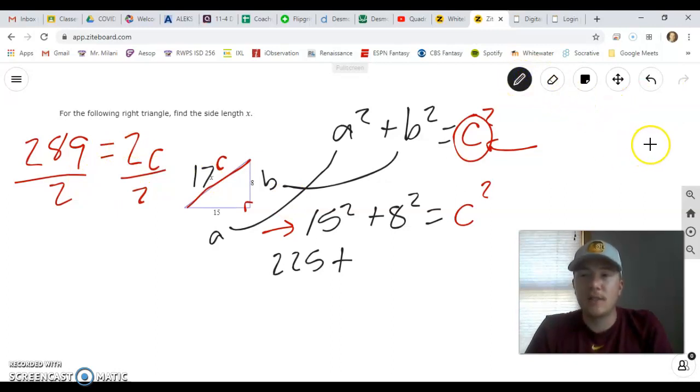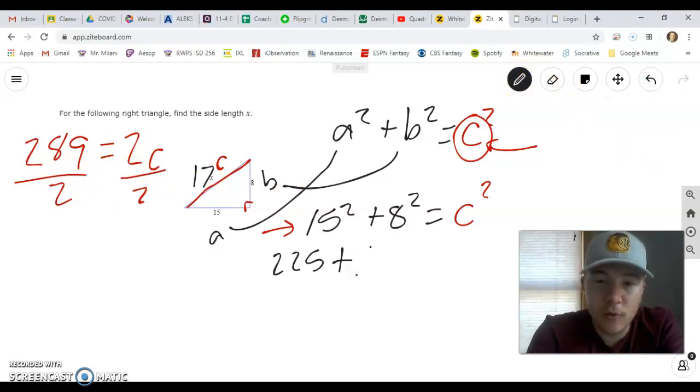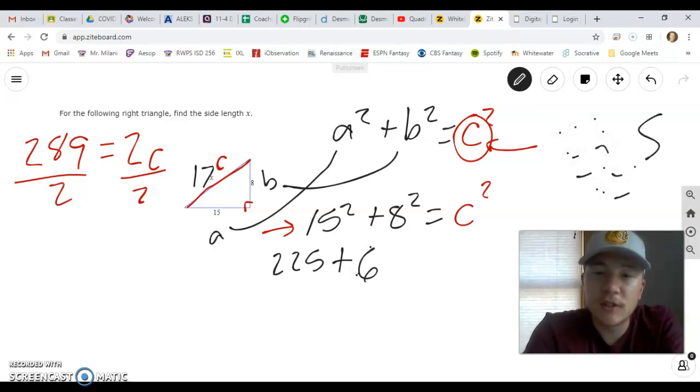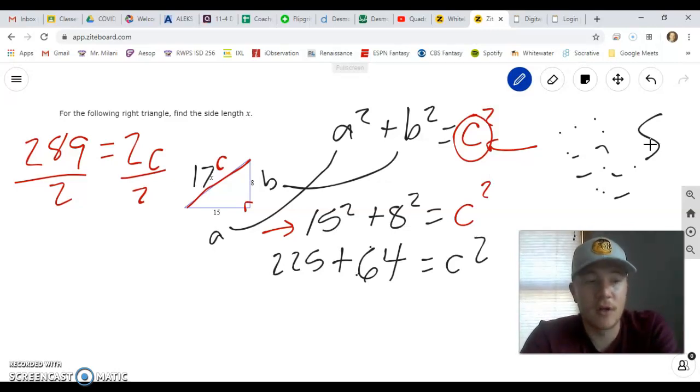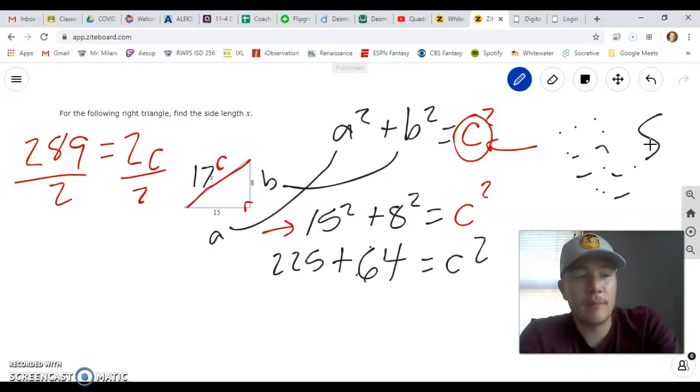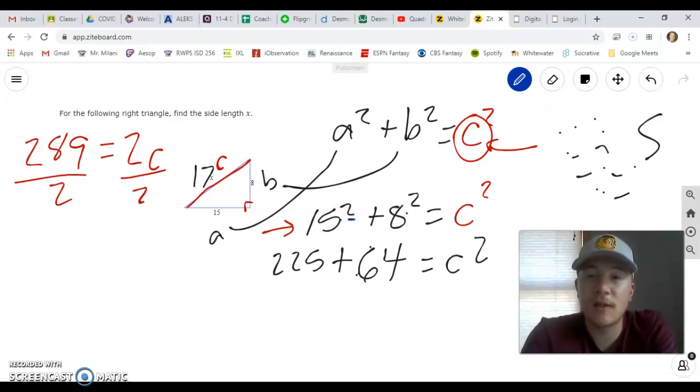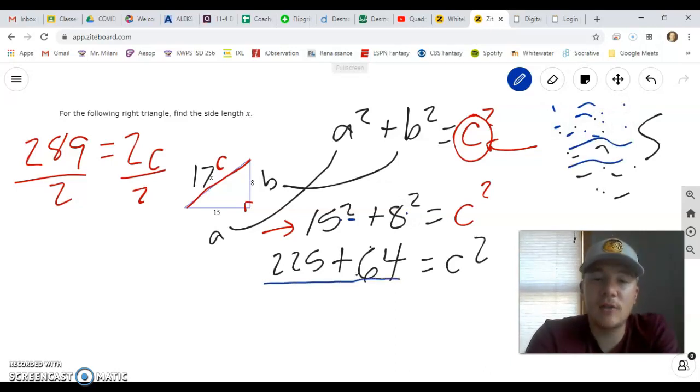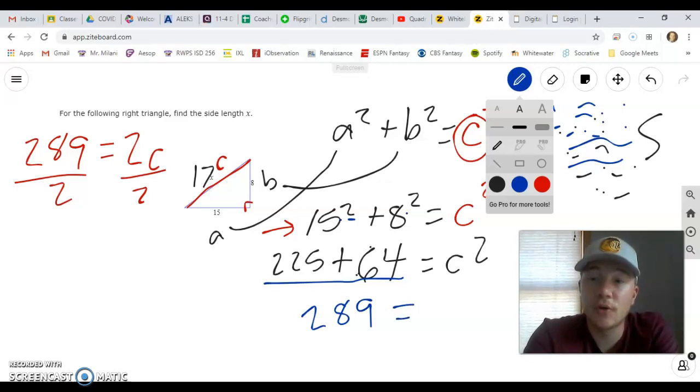8 squared is 64. So again, if you don't know these squares off the top of your head, just go ahead and use a calculator. That's fine. So 64 equals c squared. And again, if you're not sure, use a calculator for all this stuff. Now, exponents happen first. This is just order of operations. So we got the exponents out of the way by squaring them. Now you're working on getting that c by itself. We're going to add these two together. So 225 plus 64 is going to be 289. Go ahead and use a calculator if you're not sure of that.